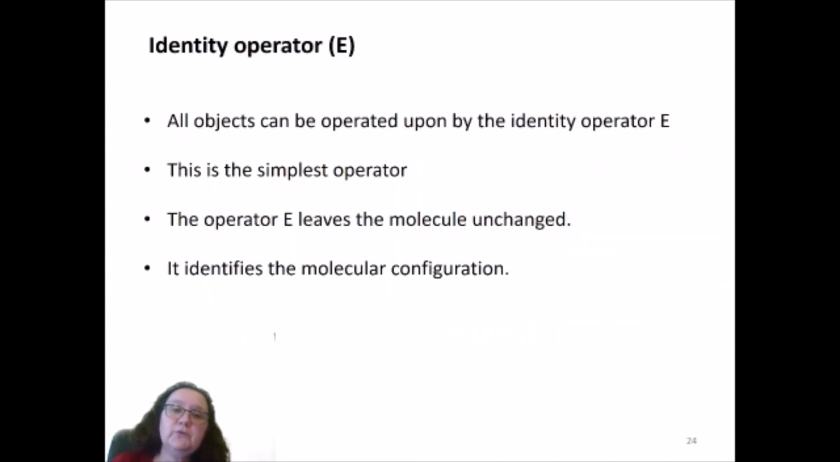Another symmetry operation is the identity operator E, and all objects will have that. It's the simplest operator you can have. It is literally leaving the molecule unchanged, not doing anything to it, and it identifies the molecular configuration. That's the structure of the molecule. So any molecule, it doesn't matter how little symmetry, will always have an identity operator because it will always have one configuration, whichever it is.